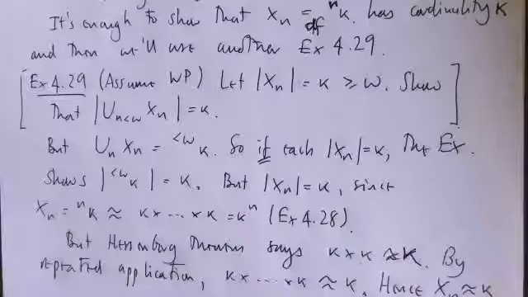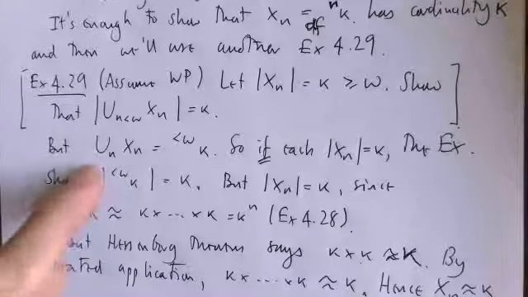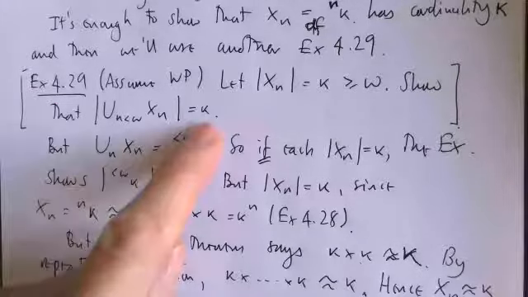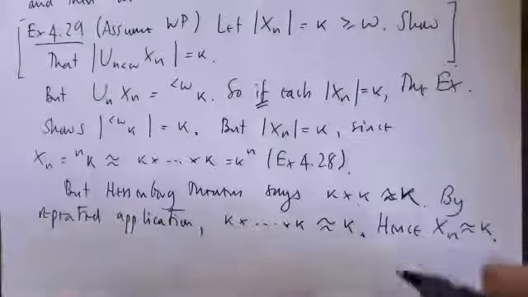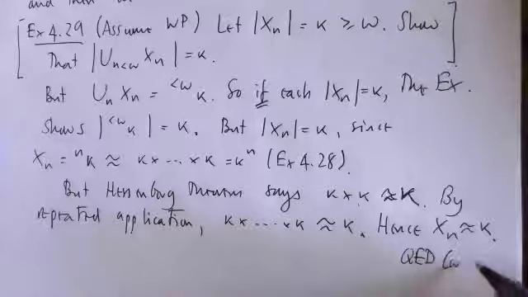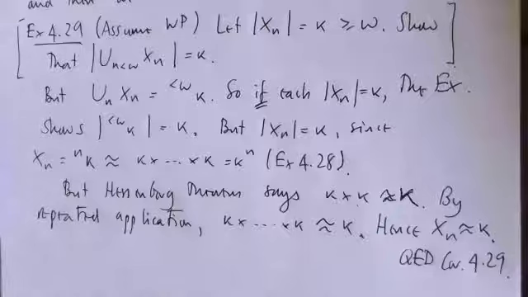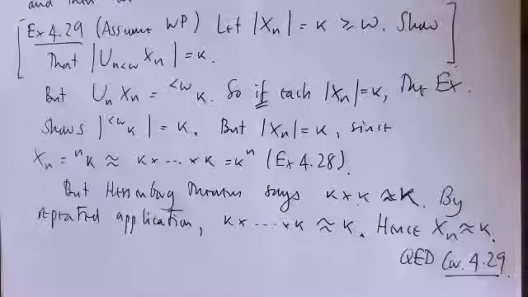So we've done that, and then we apply the exercise, and we then get the union of the Xn's as size kappa. So that would finish the corollary. So let's just look at that exercise.